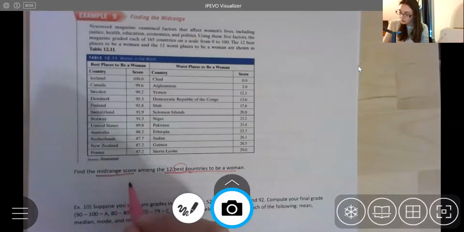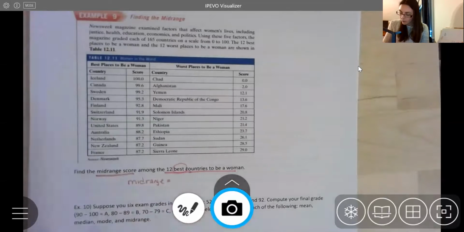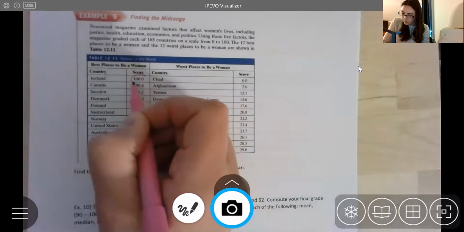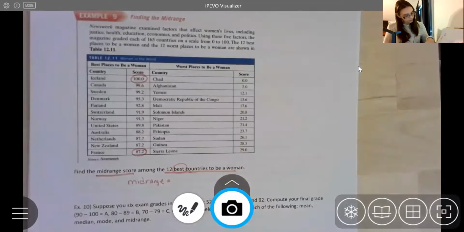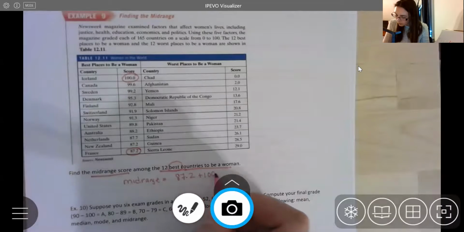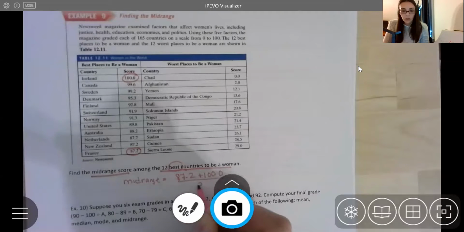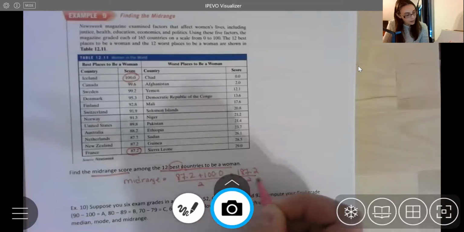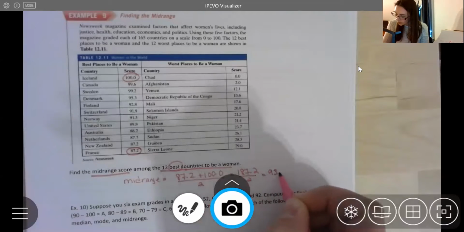So if you're doing the mid-range, I need my lowest value, which is here, and I need my highest value, which is here. So I'm looking at 87.2 plus 100.0, and then you're just dividing those by 2. So I have 187.2 divided by 2, which is 93.6.